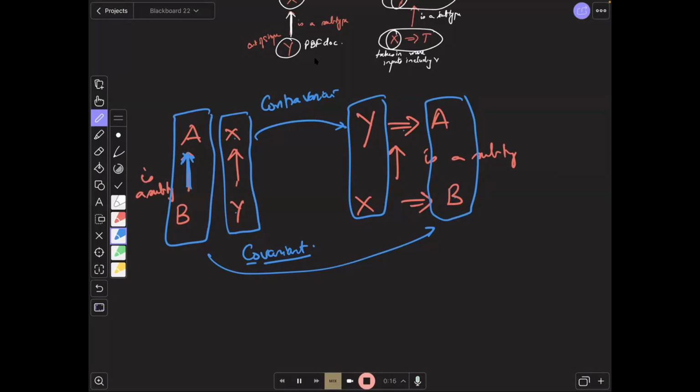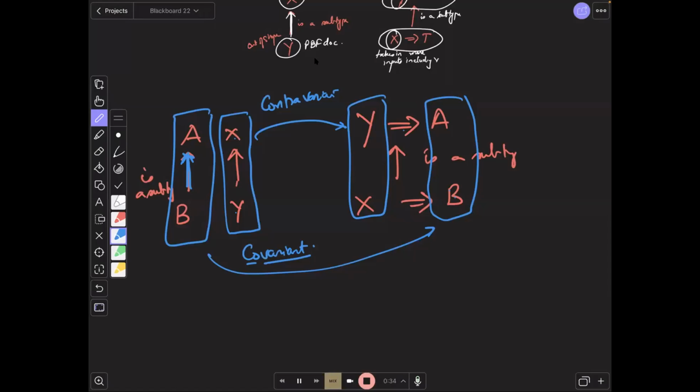It's clear when you break it up into two parts. Keep the inputs the same and look at two different outputs, or keep the outputs the same and look at two different inputs. And you immediately see how the subtyping relationship starts to work from that.